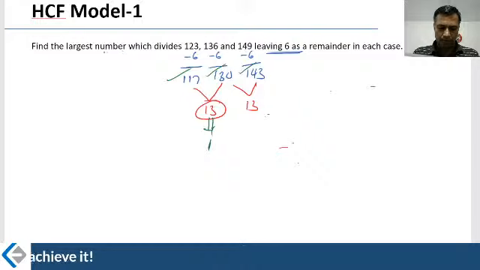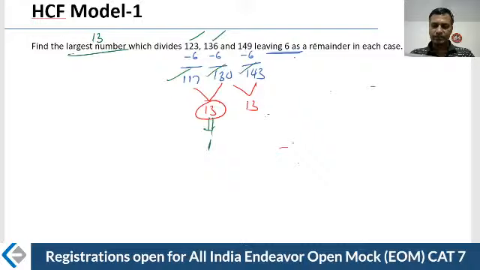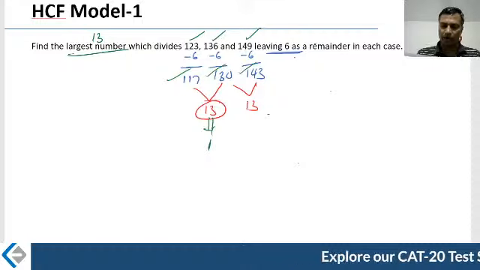The largest number which divides these is 13. 13 is the number which divides this and leaves 6 as the remainder, divides this and leaves 6 as the remainder, divides this and leaves 6 as the remainder. Now listen to me. Whenever the author is asking to find the constant remainder, this is the point I'm trying to make.